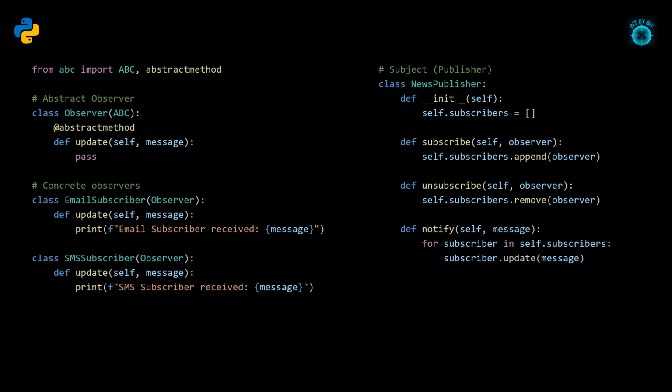Then comes the subject class called NewsPublisher. It keeps track of a list of subscribers and provides three methods: subscribe to add a new observer, unsubscribe to remove one, and notify, which loops through the observers and calls their update methods.